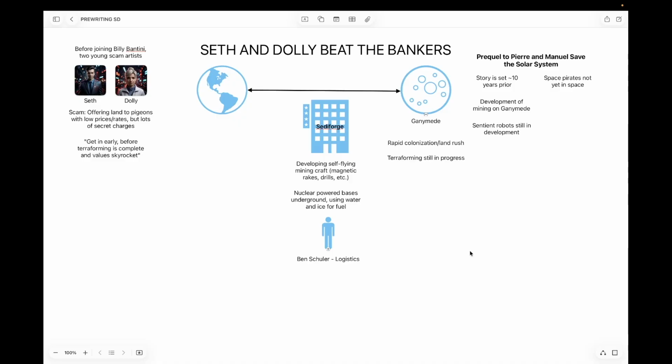It's a good start, but people are trying to get out there. So Seth and Dolly, let's say that they are working together to fool people into paying for land that they end up just disappearing on them. Let's see here. That's just a guess. I mean, let's see.